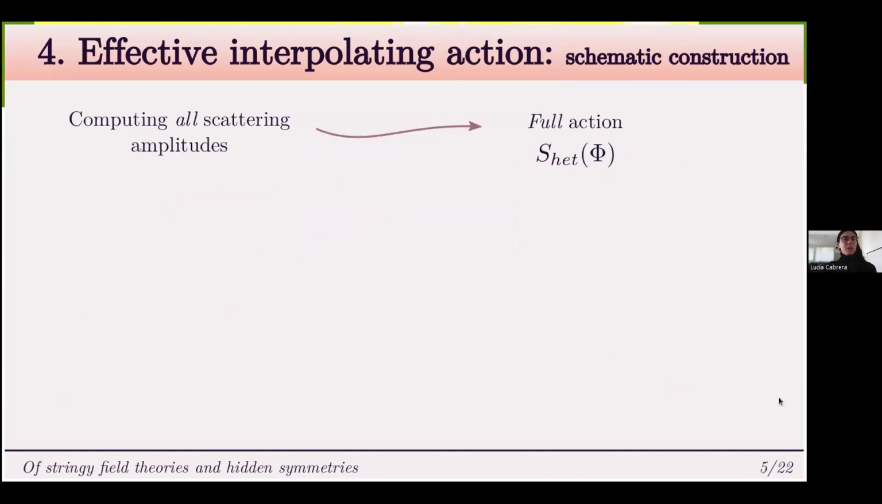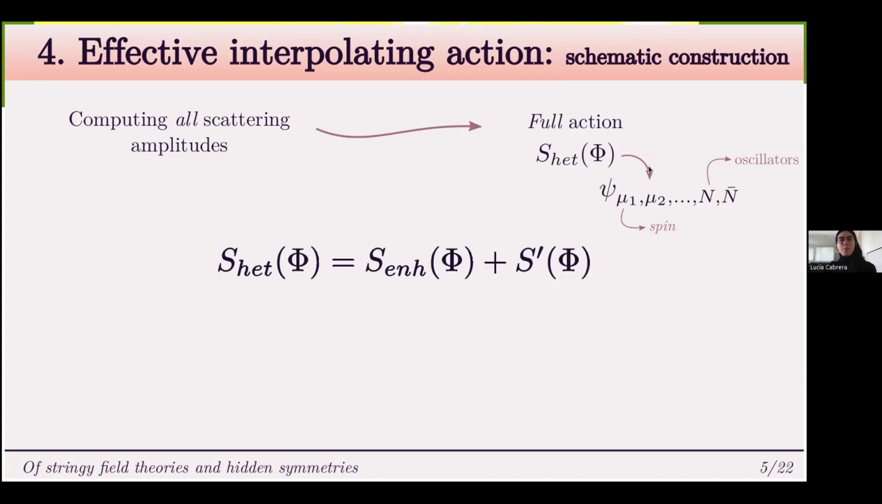So again, in principle, by computing all possible scattering amplitudes, we would get a full action for the heterotic string, and this would have all kinds of fields with all possible spin numbers and all possible oscillator numbers. This action would have infinite terms, but our purposes here are a bit more humble.